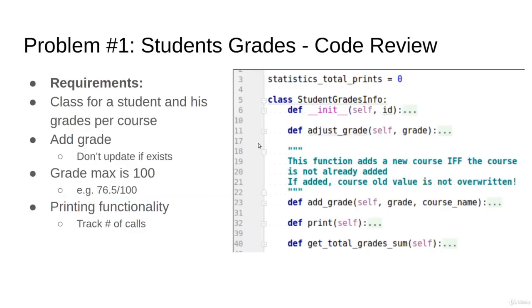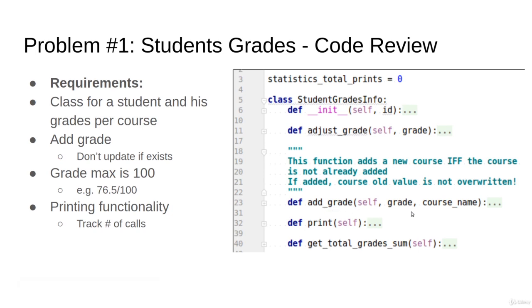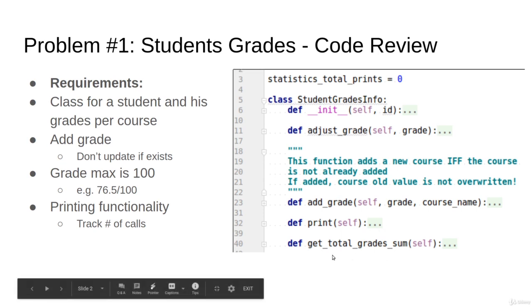Homework set number 3. First of all, we have here a code review task. The requirements are as follows. We will develop a student's grade info class that takes an ID for students, and then it allows the following tasks. You can add a grade, which is a grade of a course and the course name. You can print all of the current grades, and you can get the total grades sum.